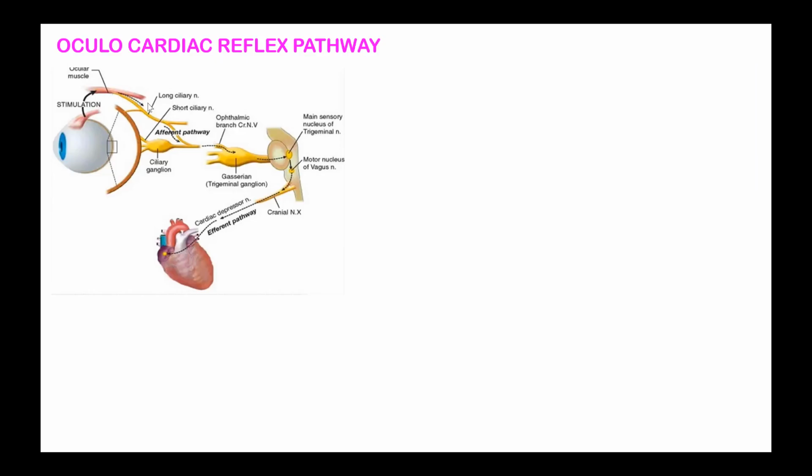So the afferent pathway is by the long and short ciliary nerves, the trigeminal nerve, with the ciliary ganglion going to the vagal nucleus, the motor nucleus. And there is an interaction with the vagus. So the efferent pathway is by the vagus nerve. So afferent is by trigeminal, efferent is by vagal. Next, the oculoemetic reflex.